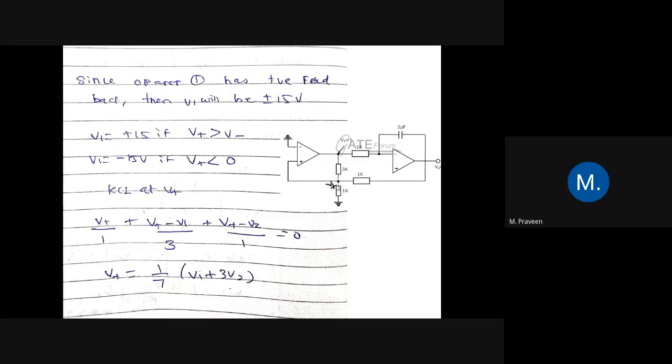If you apply the KCL at V plus, we have V plus divided by 1K, plus V plus minus V2 divided by 1K, plus V plus minus V1 divided by 3K. If you simplify, you will get V plus is equal to 1 by 7 into (V1 plus 3V2). Let it be equation 1.